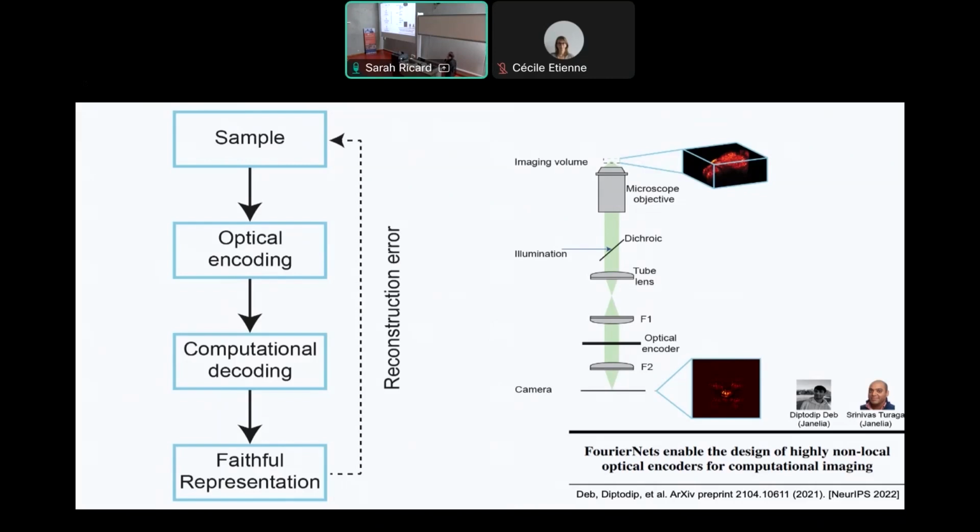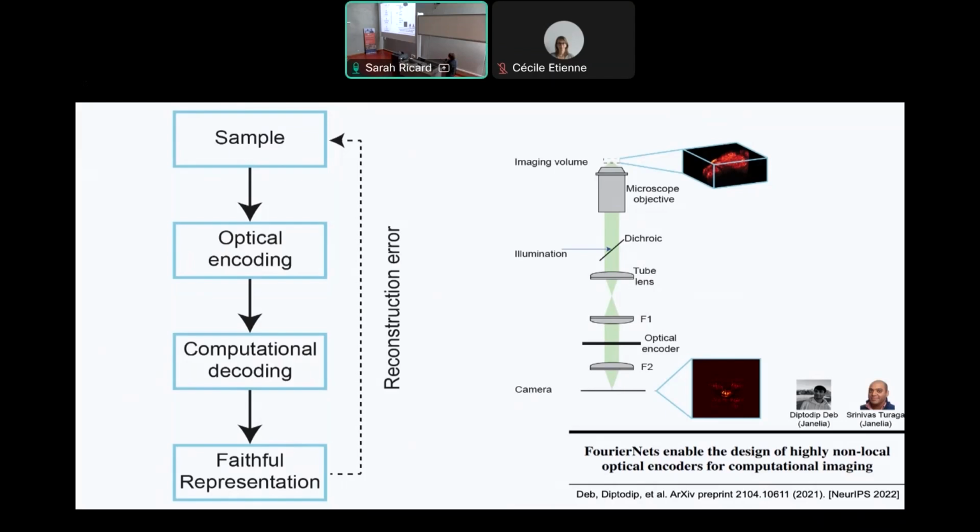And then you simulate the imaging process. So you simulate what's happening in your microscope. And the optical encoder is a free parameter. So you start off with, for instance, a random phase mask. So what you have on your camera is really garbage. It absolutely looks like nothing. Imagine that you put a scattering medium between your sample and your camera. You end up with a cloudy mess on your camera.